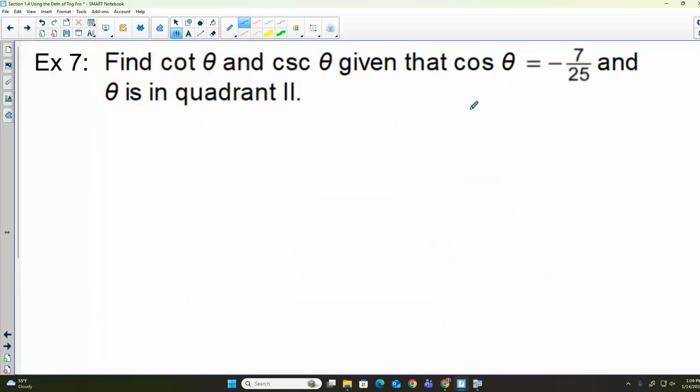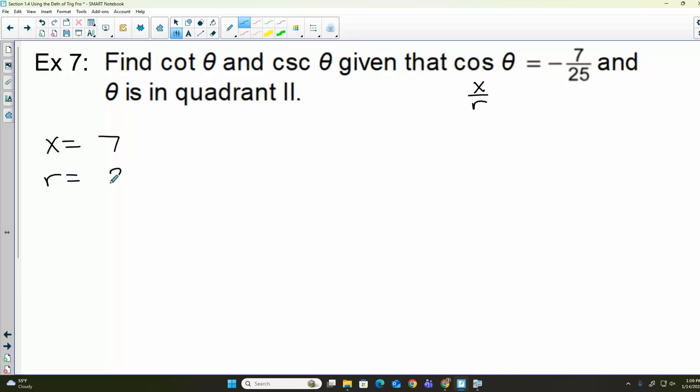Let's do the final example for today, if you didn't want to use all the identities. Find cotangent and cosecant. Those are the only ones I need to know. If cosine is negative 7 over 25 and theta is in quadrant 2. All right, cosine. What's the definition of cosine? X over r. All right. So we have 7, we have 25.